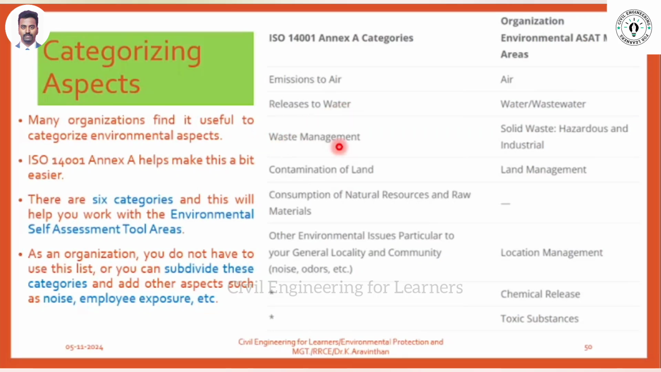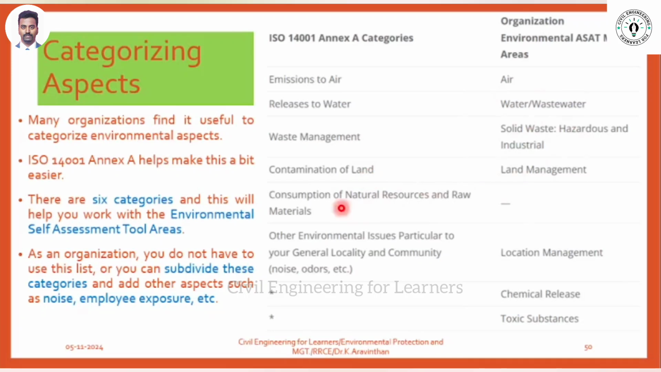Third one is waste management. Waste management is solid waste. How much solid waste is being disposed from an industry. Zero waste, or zero disposal, is an option for industry. When they opt for zero disposal, how much solid waste is being dumped? Solid waste might be hazardous or non-hazardous waste. Then contamination of land. This is soil.